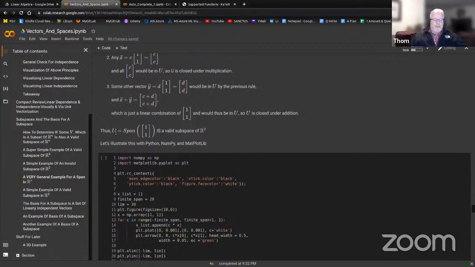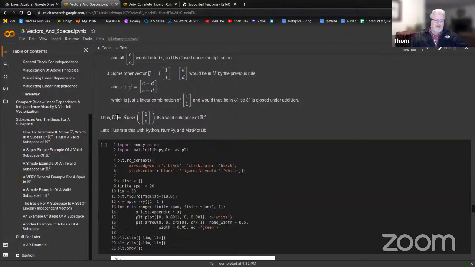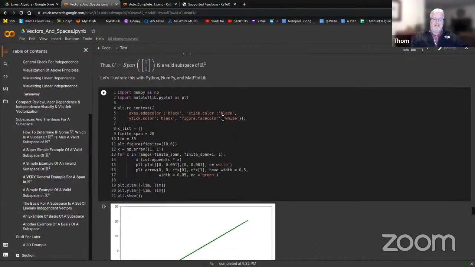So what we've concluded, because it passes these three rules, is that U, which is the span of this 1, 1 vector, is a valid subspace in two-dimensional space. But let's note something. We're in a two-dimensional real number space, and it's only defining one dimension along this line, but it's a subspace of real dimensional or two-dimensional real space.